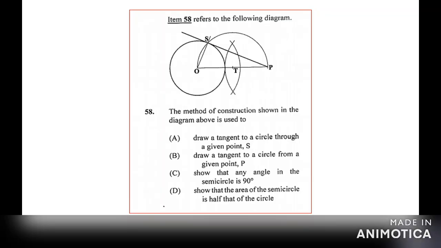58, the method of construction shown in the diagram above is used to, let's look at it. Okay, so you're given a point P and you're trying to find a tangent. So the answer would be B, to draw a tangent to a circle from a given point P. Okay, so the circle is there, the point P is there, so you have to do the necessary things to get the tangent, which is the line P going through S.